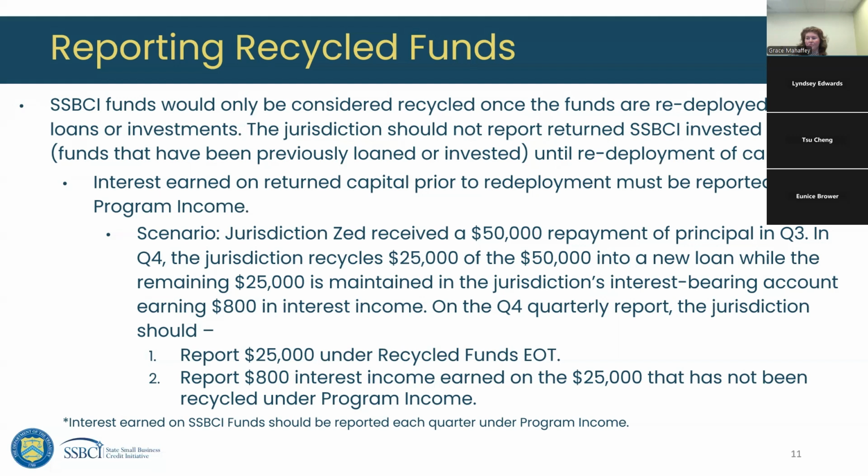First, jurisdiction Z received a $50,000 repayment of principal in Q3. Of that $50,000, the jurisdiction recycles $25,000 into a new loan at the beginning of the fourth quarter and maintains the remaining $25,000 in an interest-bearing account, earning $800 during Q4. How should the jurisdiction report this on their Q4 report? The jurisdiction will report $25,000 under recycled funds EOT in the current quarter column for the Q4 report. This is the portion that was recycled into a new loan.